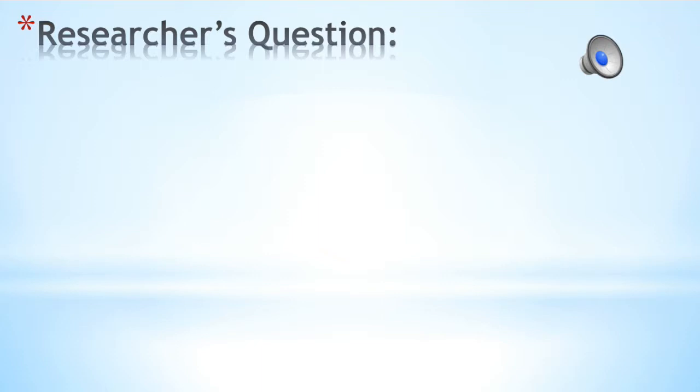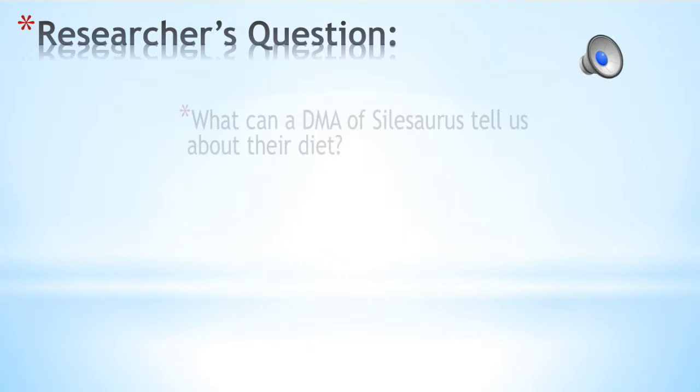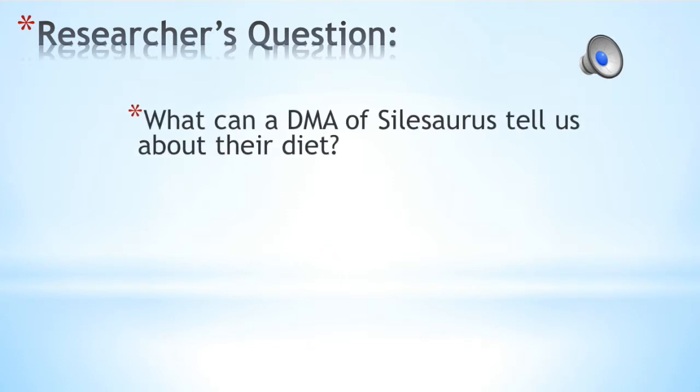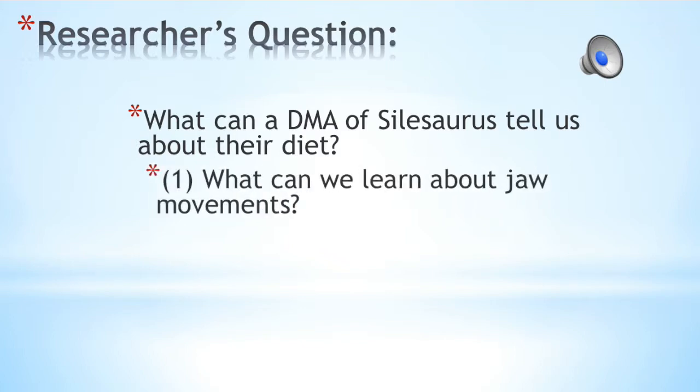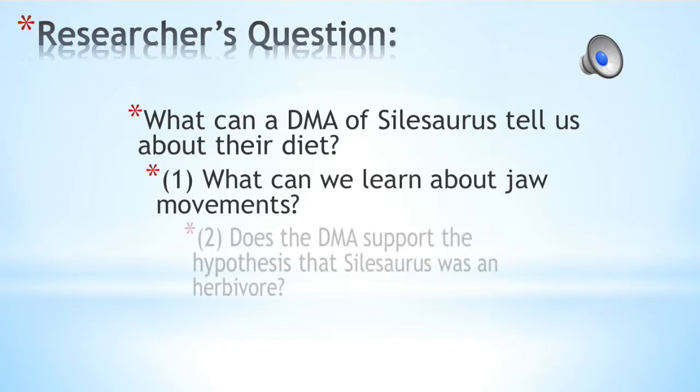Scientists were generally interested in this question: what can a DMA of Silosaurus tell us about their diet? However, they showed a particular interest in two subsets of their broader research question. These subsets are: 1. What can we discern about Silosaurus's jaw movements from a DMA? And 2. Does a DMA of Silosaurus support the hypothesis that Silosaurus was an herbivore rather than a faunivore?